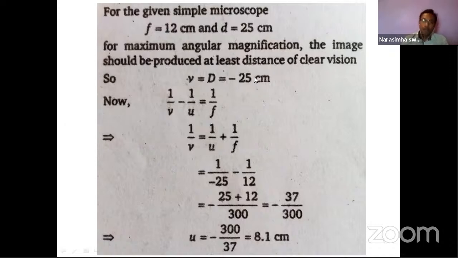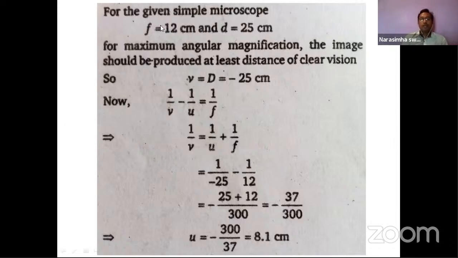See, for a normal eye without any defect, at what distance can it see a clear image? The least distance of distinct vision only, 25. That's what is asked. For maximum angular magnification, the clear image is to be produced at the least distance of distinct vision, that is 25 centimeters. So the image distance became the least distance of distinct vision. So V is equal to D.